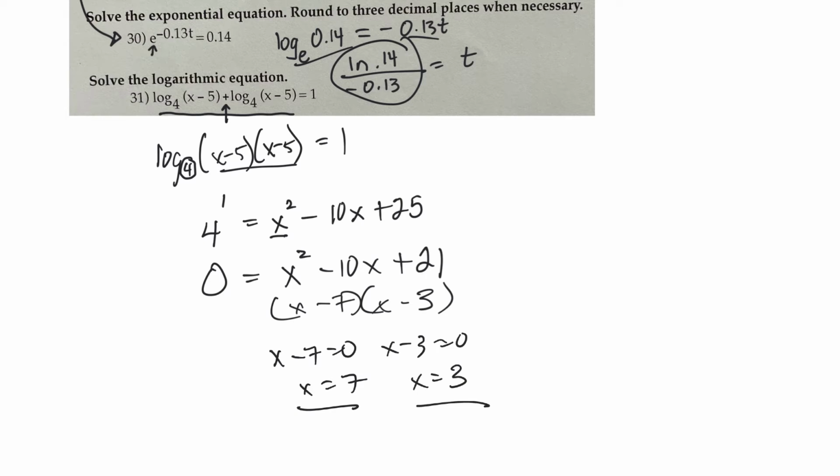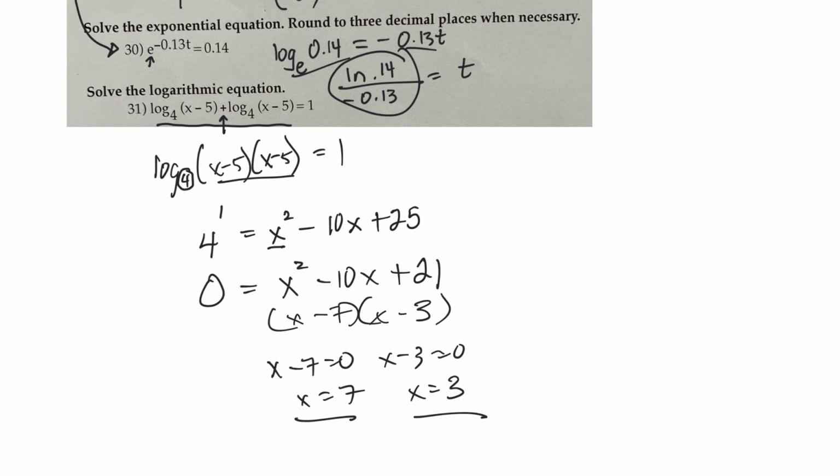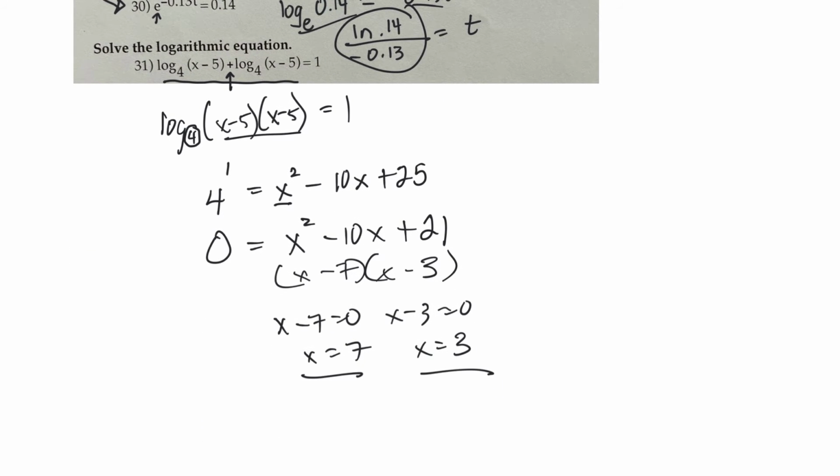Now I want to check those back in the original equation. Oh, the original equation was right there. If I put a 3 in right there, I get 3 take away 5 is a negative number. You can't do that. So I'm tossing that one out. Putting a 7 in here or here gives me a positive number, and that's legit. That's fine.